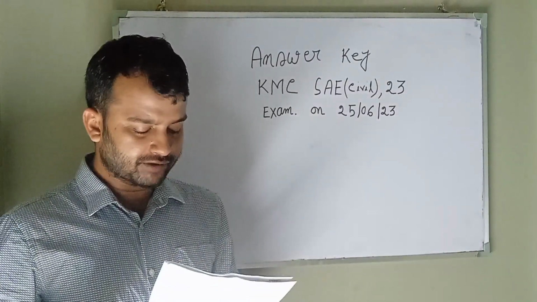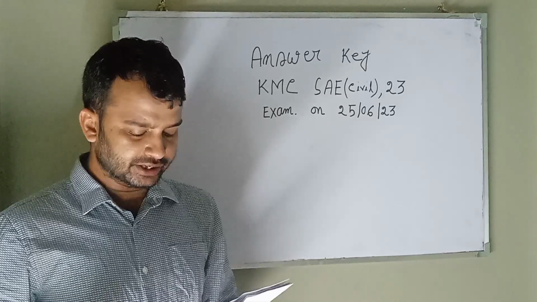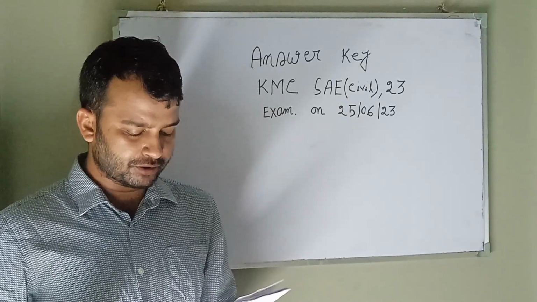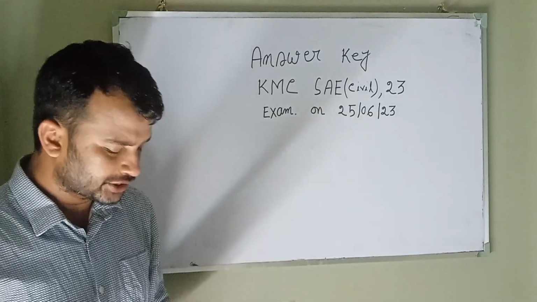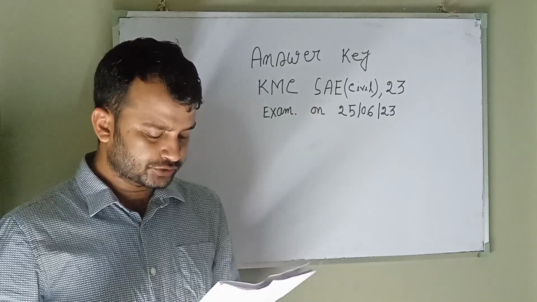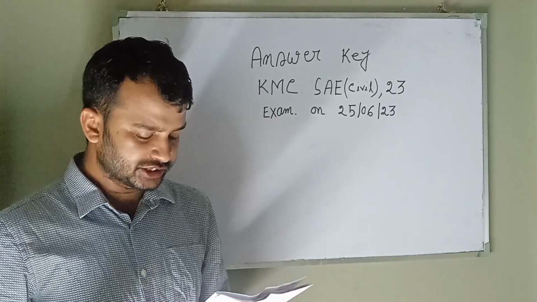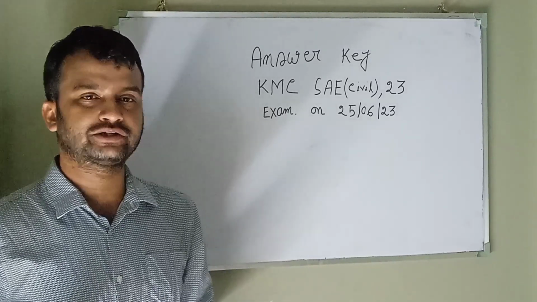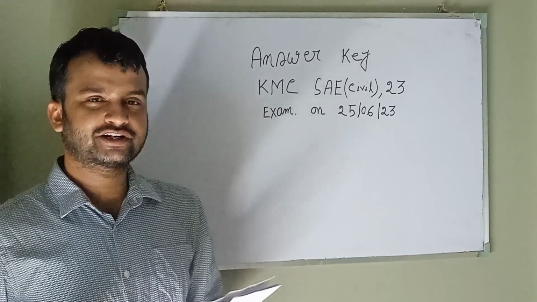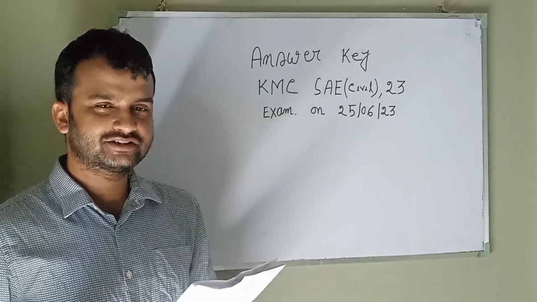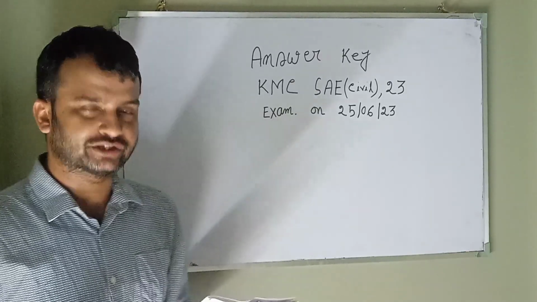Next question number 5. The pressure of a liquid measured with the help of piezometer tube is option A vacuum pressure, option B atmospheric pressure, option C gauge pressure, option D absolute pressure. Which one is the correct answer? Here the correct answer is option C, gauge pressure.